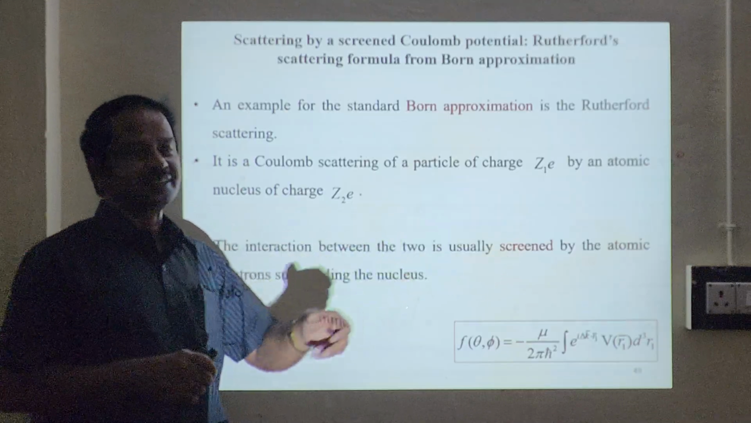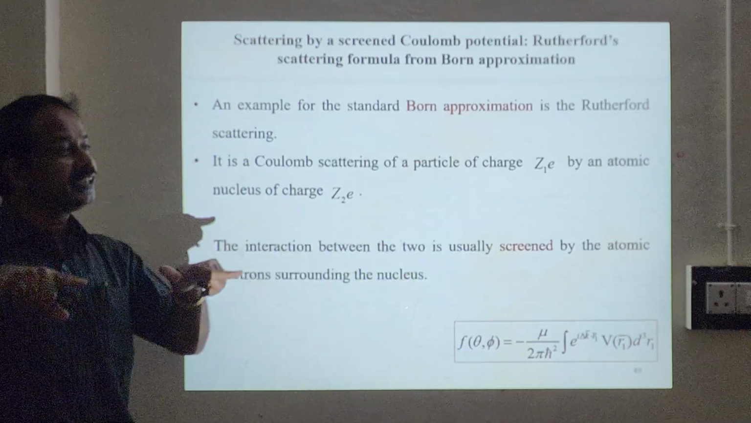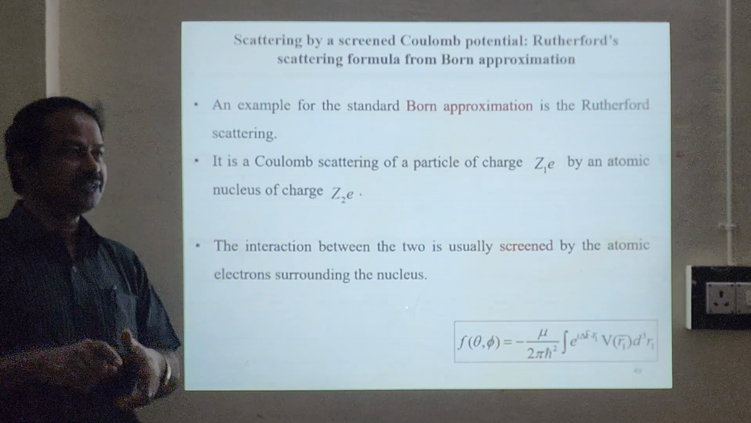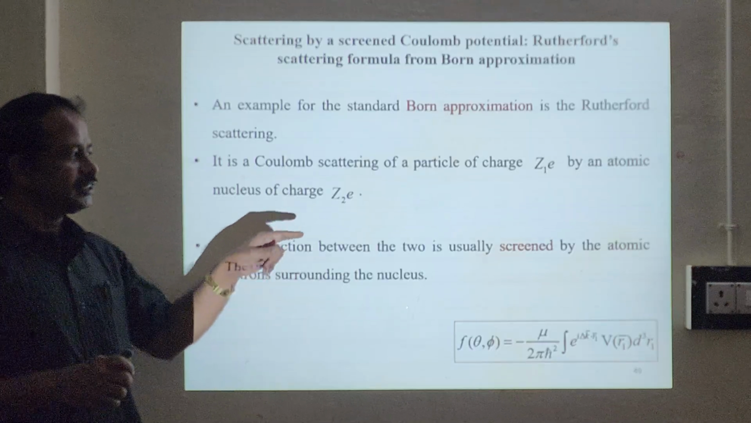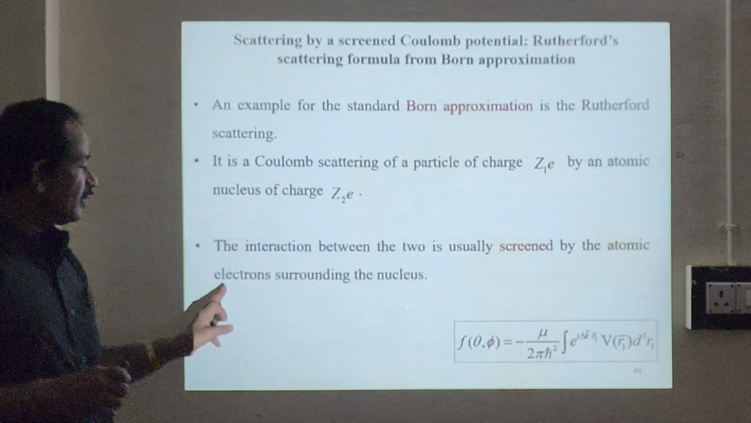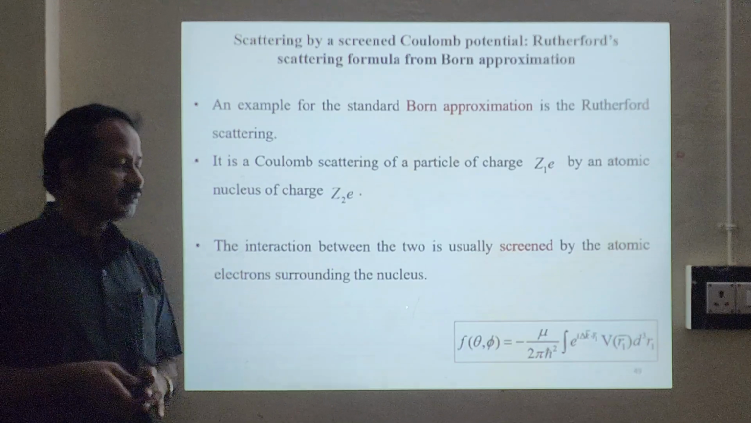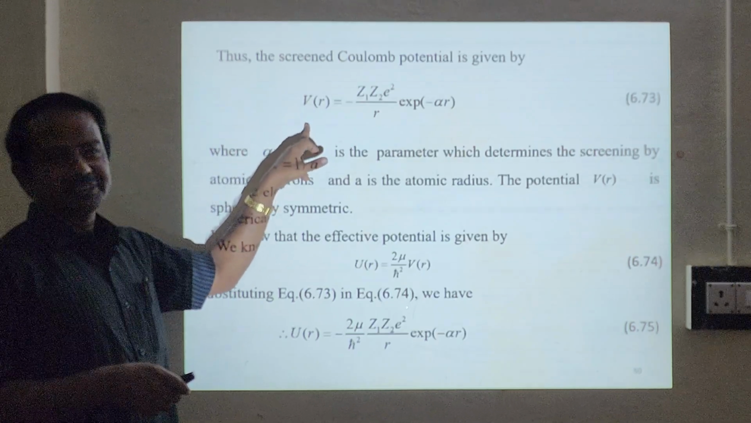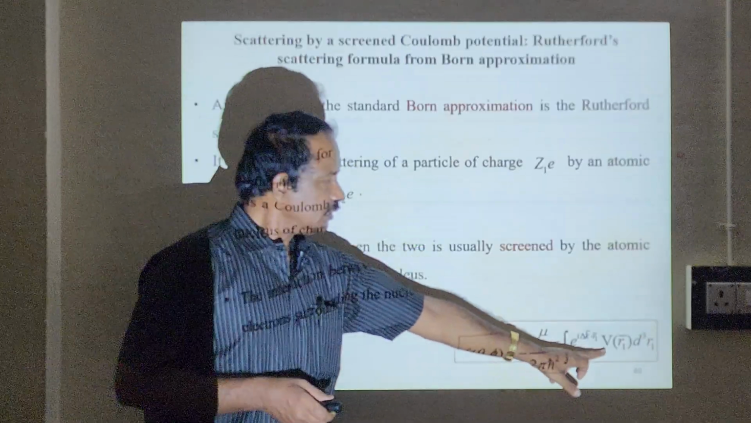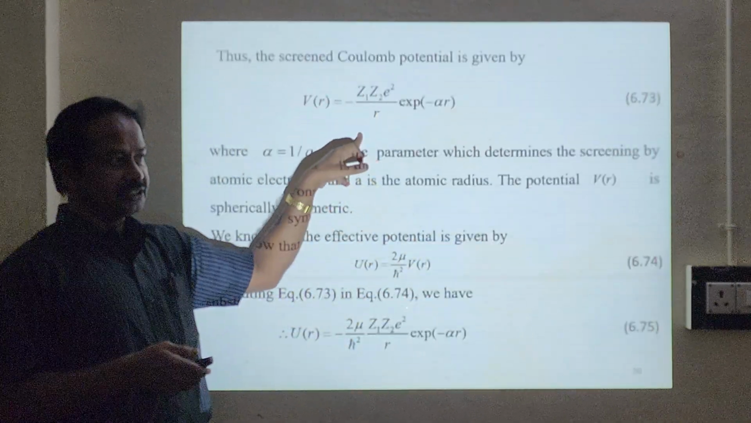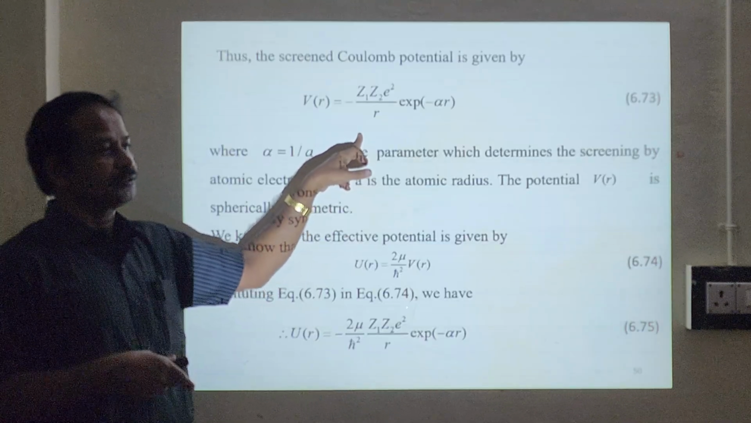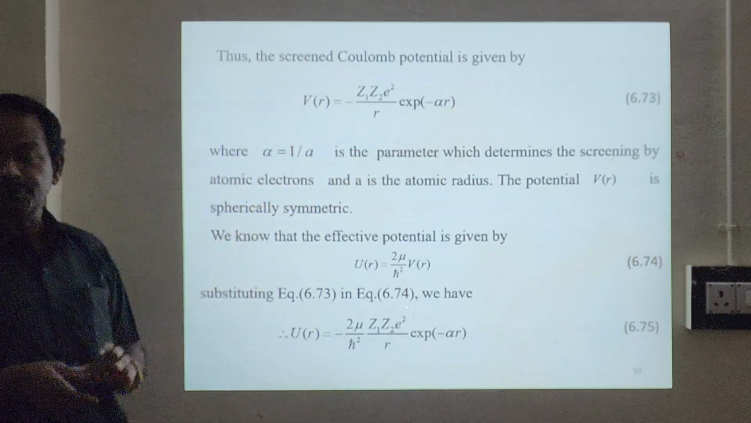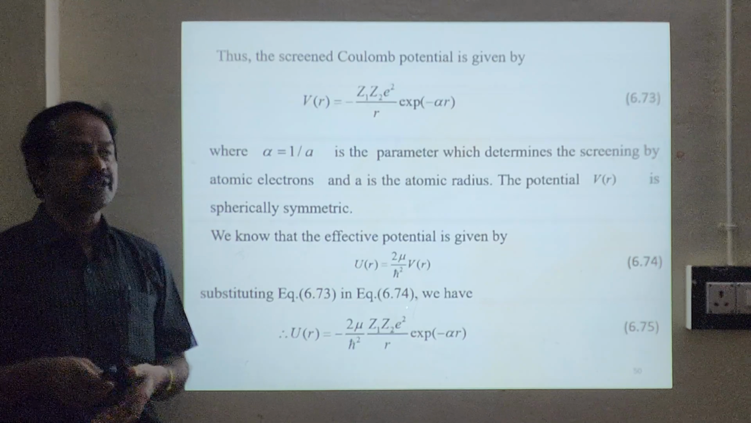This is what we call screening, the screening effect. It will be screened by other electrons. So the interaction between the two is usually screened by the atomic electrons surrounding the nucleus. The screened Coulomb potential is given by this equation. This is the potential energy V of R, and we are going to use this potential in the expression for the scattering amplitude. V of R is given by this expression, and alpha is the inverse of the Bohr radius, the inverse of the atomic radius.